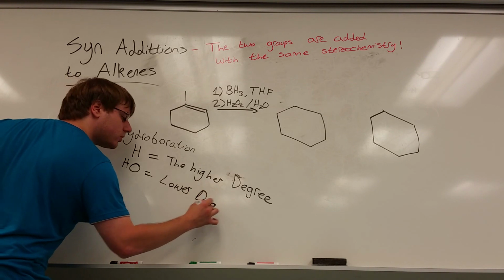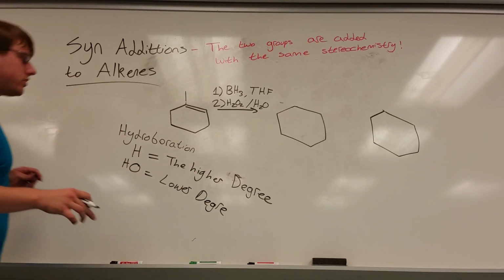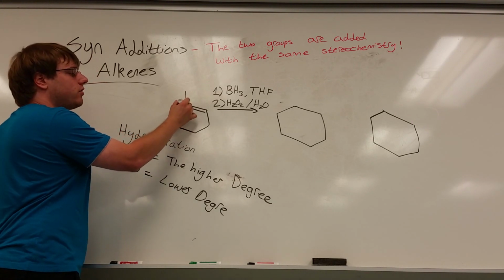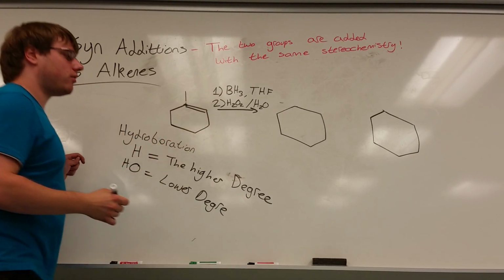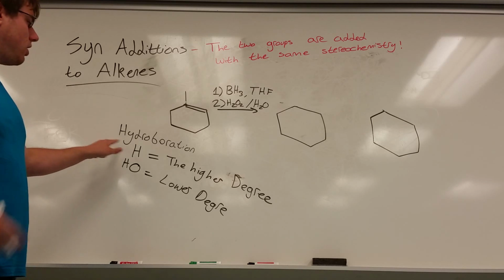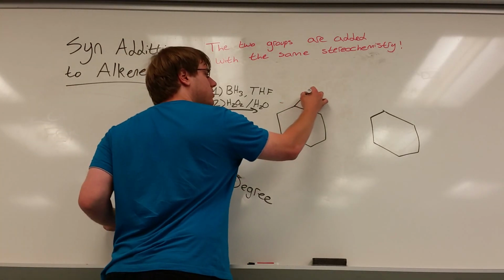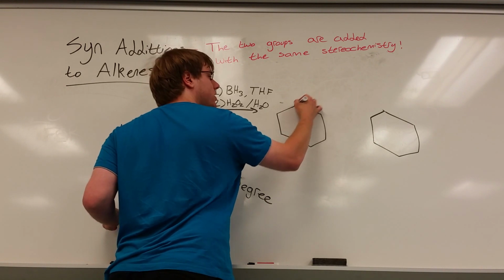So what does that mean? Let's look at this structure and see. Well, I have a tertiary carbon on the left and a secondary carbon on the right. Based on this rule, the hydrogen goes on the higher degree. That means the hydrogen would go on the tertiary carbon.